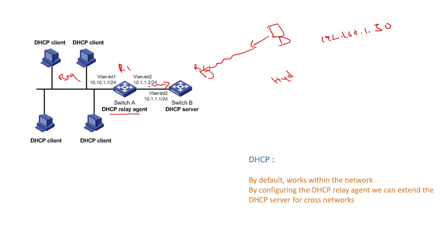And by default, a DHCP server will not work across more than one location. If you want it to work across multiple locations, you should enable the DHCP relay agent. The DHCP relay agent will help you leverage the existing DHCP server from one region to another region. That is called the DHCP relay agent. Any questions?